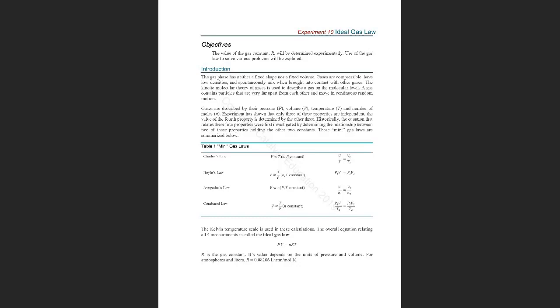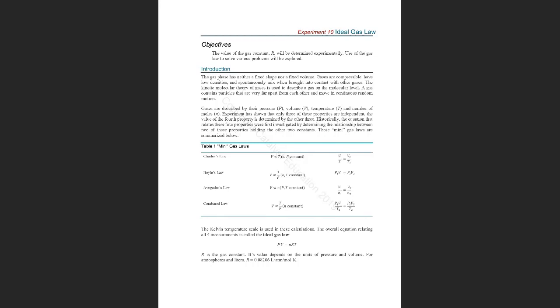Today we will investigate experiment number 12, which is ideal gas laws. The objective of this experiment is to determine the value of R, the gas constant. You know that gases are described by four properties. Let me give you a quick overview of these experiments, and then we will go over the report.